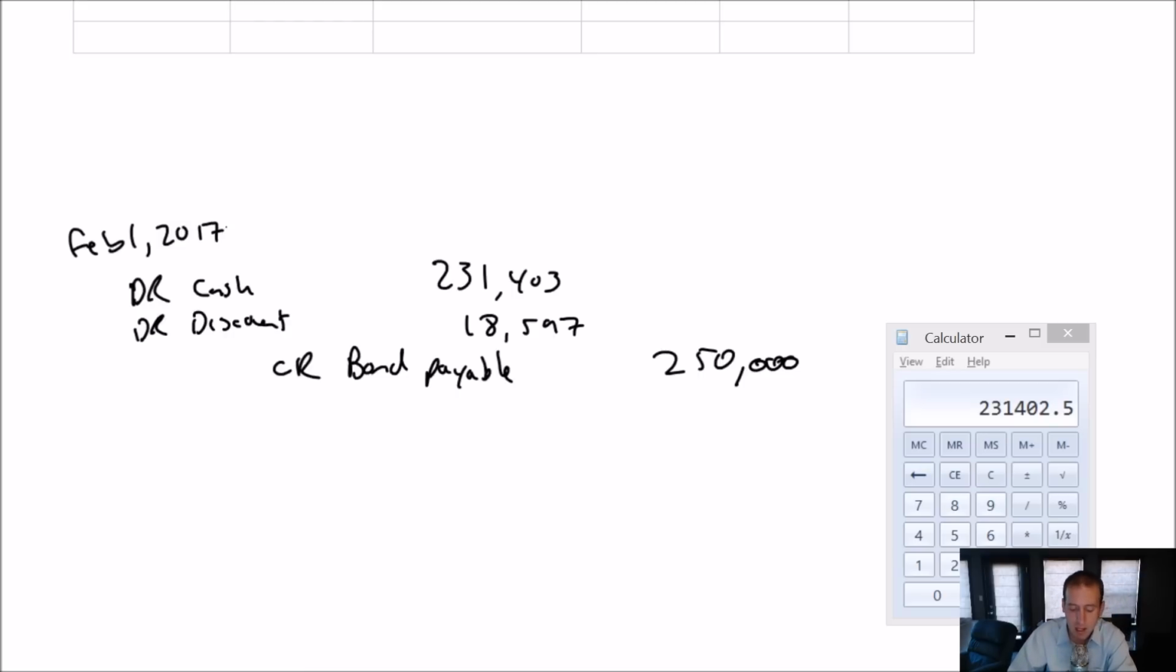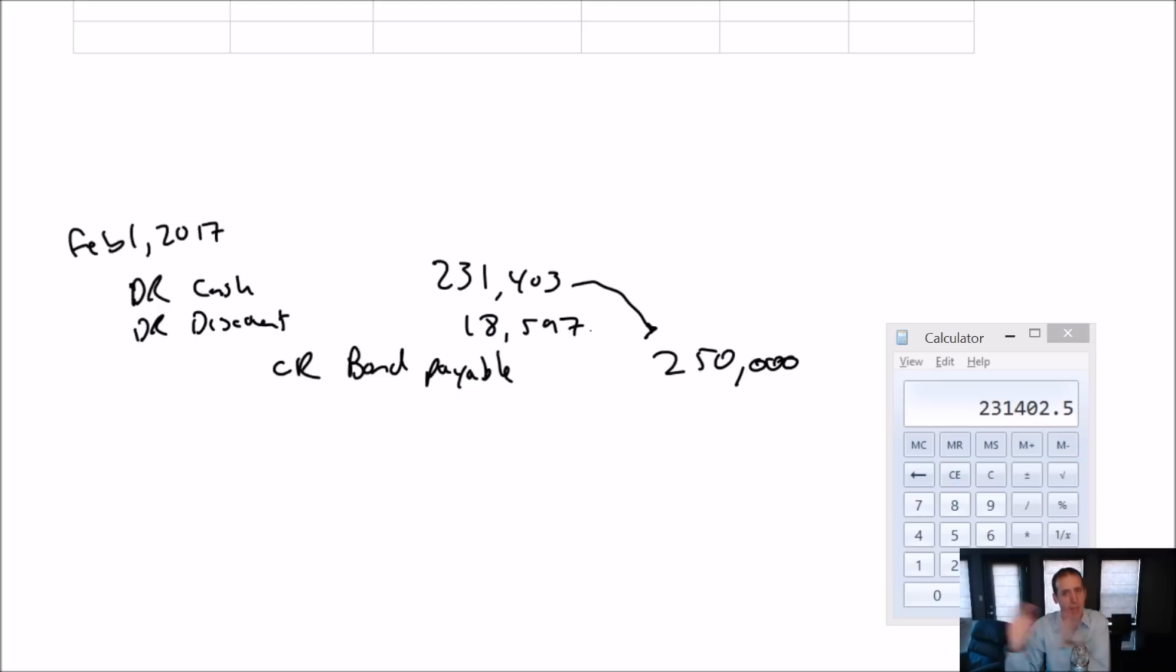Taking a step back, we offer this bond to the market. We say, okay, $250,000 is what we'll pay back, and we'll pay you this much interest. The market says it's not enough interest, and they're not willing to pay full price. They pay $231,000 with a discount of $18,000. This $231,000 that I borrow, and I'm going to pay back $250,000, the $18,000 difference is like interest. I'm paying back $18,000 more than what I borrowed. What this table we're about to prepare is all about is recognizing our discount as interest expense.